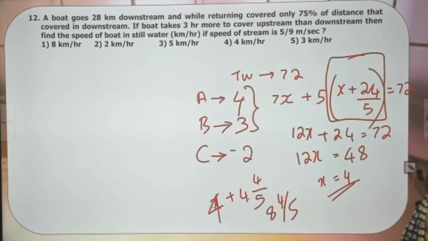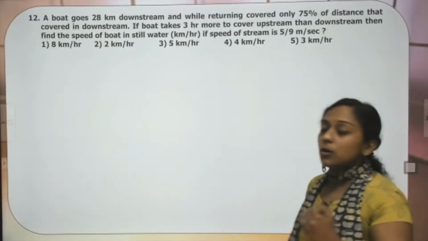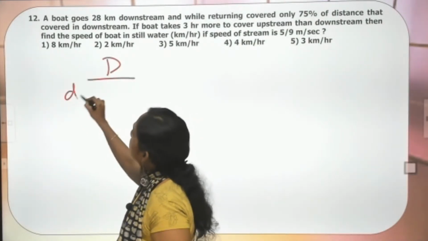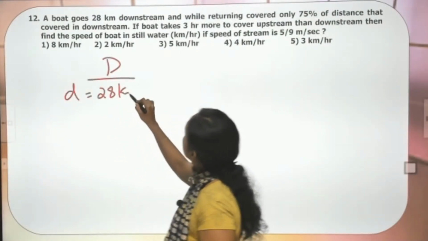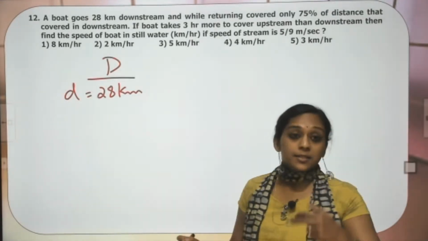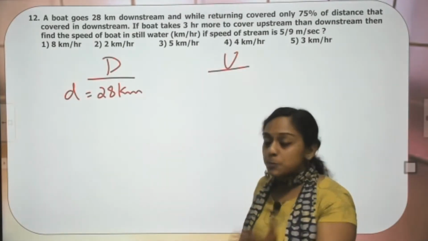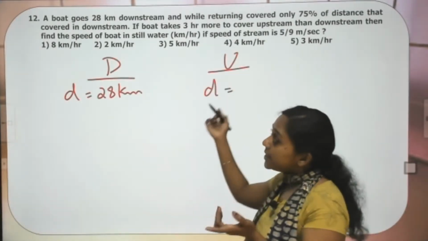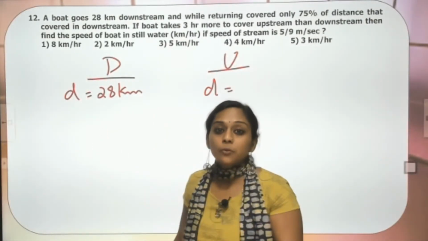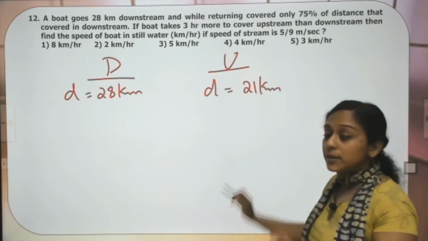Okay, so let's start doing question number 12. A boat goes 28 km downstream. So the distance travelled in downstream is given as 28 kilometers, and while returning it covered only 75% of the distance that is covered in downstream. So returning means upstream. So what is the distance covered? That is only 75%, means 3/4 of 28. What is 3/4 of 28? That is 21. So the distance in upstream is 21 kilometers.